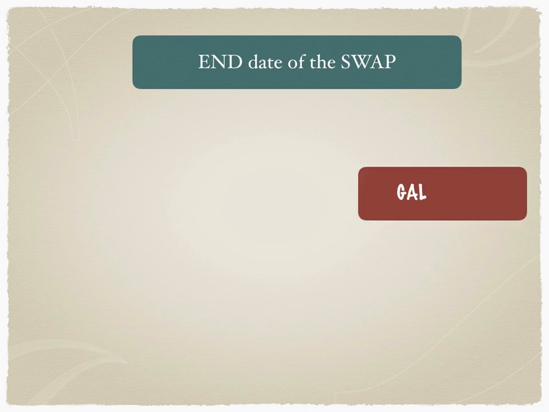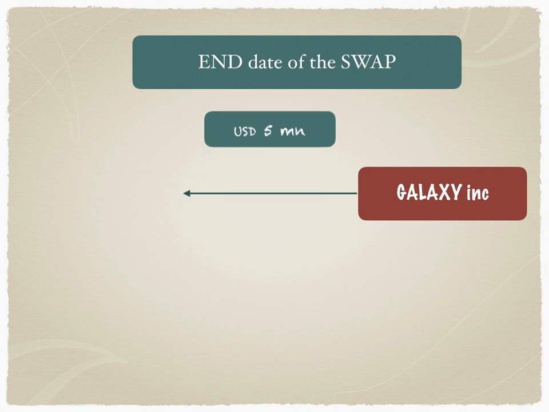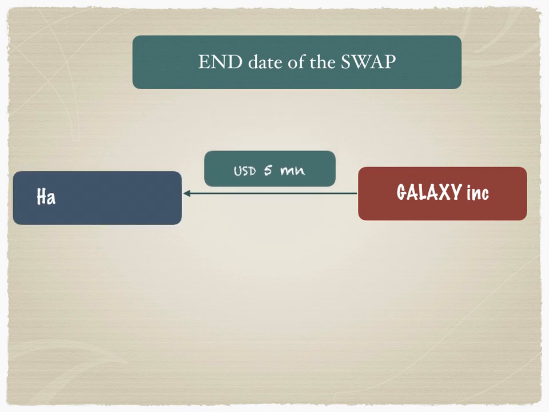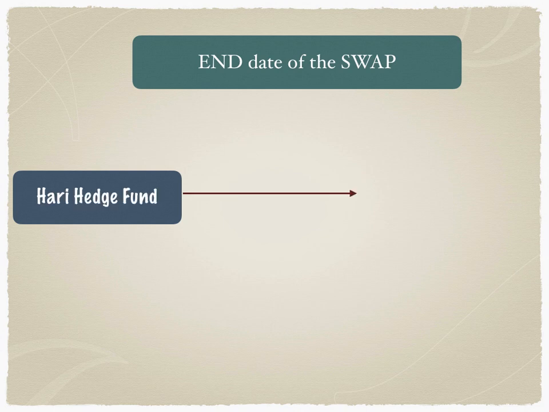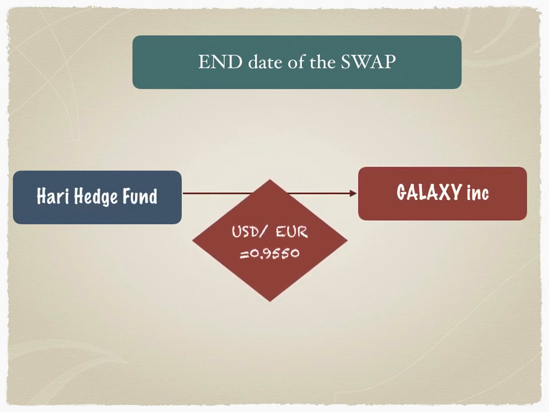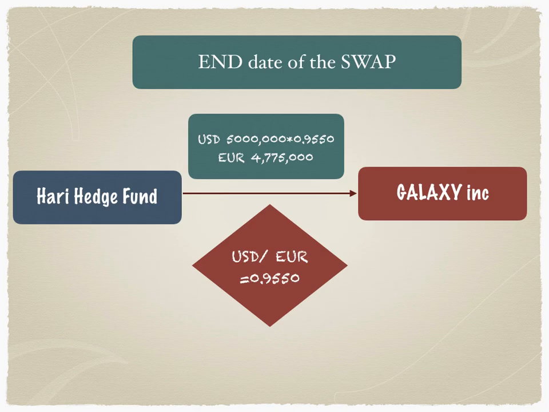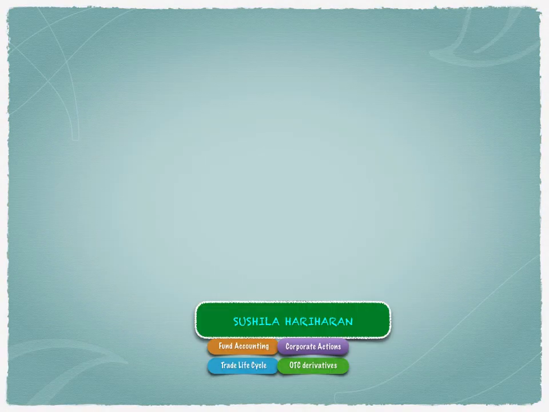At the end date of the swap, Galaxy Inc. returns $5 million to Hurry Hedge Fund. And Hurry Hedge Fund returns the equivalent of the same amount of euros that it has got. The swap has now ended. The swap is beneficial to both the parties, Hurry Hedge Fund and Galaxy Inc. I'll be uploading a video on the mathematics of the swap. This is just an example of how swaps work.